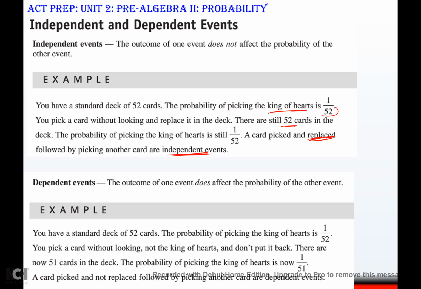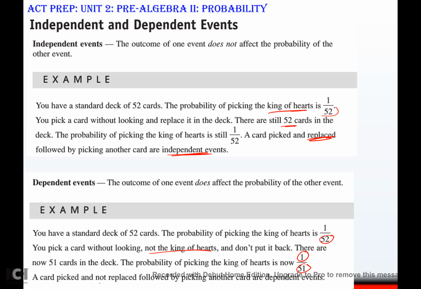An example of dependent, that's when the outcome of one event does affect the probability of the other event. So let's say you have a standard deck of 52 cards. The probability of picking the King of Hearts is 1 out of 52, just like we talked about before. But this time you pick a card without looking, which wasn't the King of Hearts, and you don't put it back. So when you go to draw your next card, since it wasn't the King of Hearts, you still have one chance to get it, but now there's only 51 cards in the deck instead of 52. Okay? So now your outcomes are affected because you have less cards to pick from.